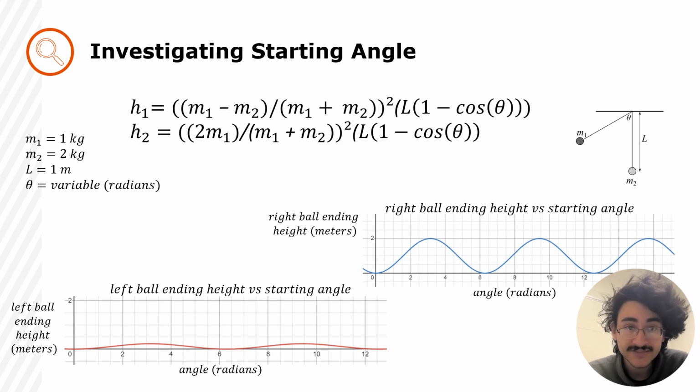Using covariational reasoning, we can see that increasing the angle up until a certain amount will result in the maximum height becoming larger. Since the graphs are in radians, at about 3.14 or pi, the ending height for both of the balls will peak. This is because the starting angle for the left ball increases, which results in a higher starting position for the left ball. This means that there is more gravitational potential energy and therefore more kinetic energy prior to impact.